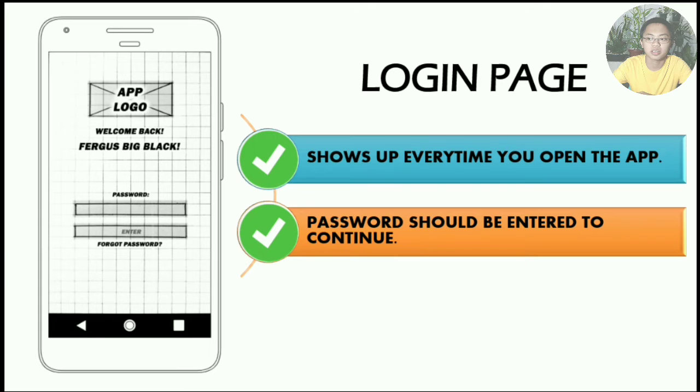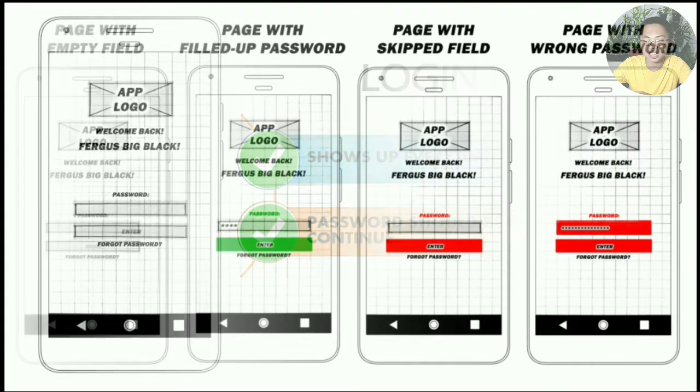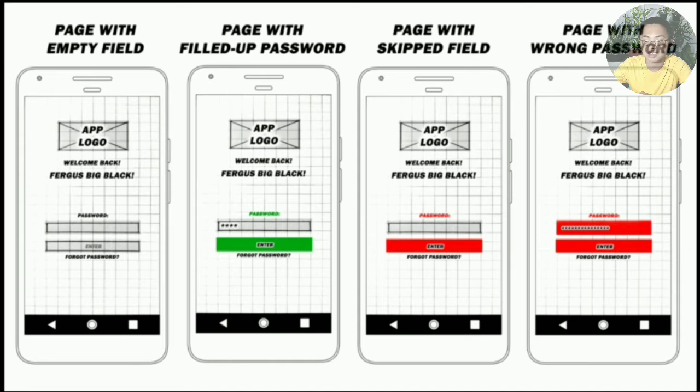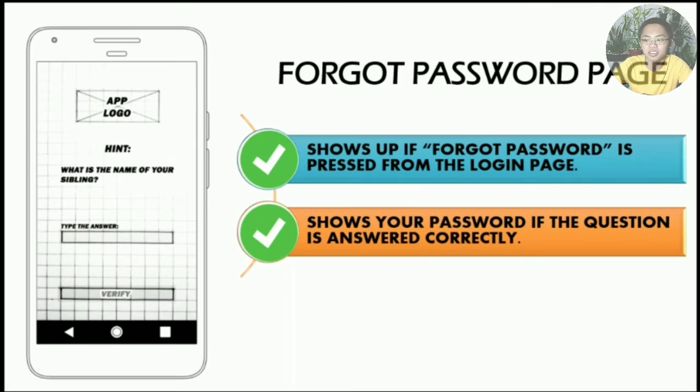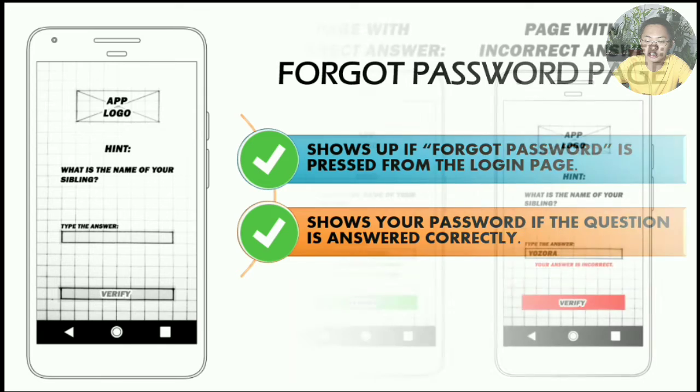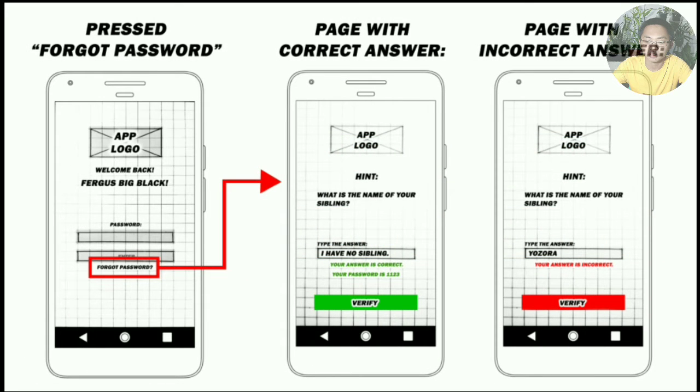Next is the login page. So this shows up every time you open the app, and a password should be entered to continue. The next slide shows all the possible events that can happen in the login page. Next is the forgot password page. This shows up if forgot password is pressed from the login page. This shows your password if the question is answered correctly. And this is how the pages would look like with the correct and incorrect answers.